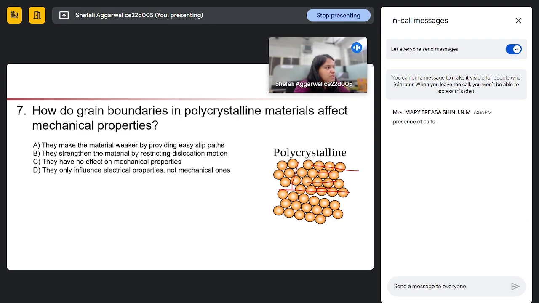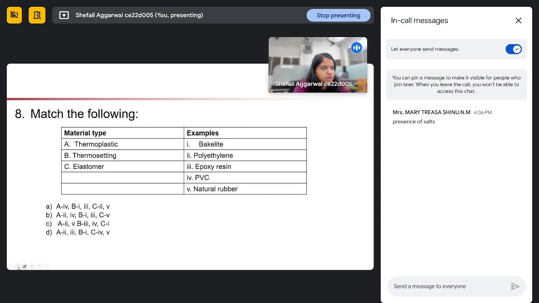So because of these grain boundaries, what will happen? It will strengthen the material. So the grain boundaries will act as obstacles to dislocation movement, increasing the material strength. Okay, so the answer will be B. Okay, so we'll go to the next question.